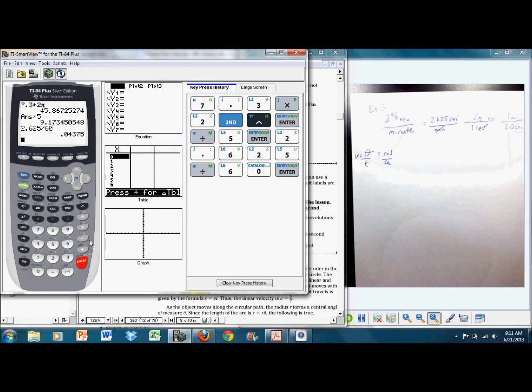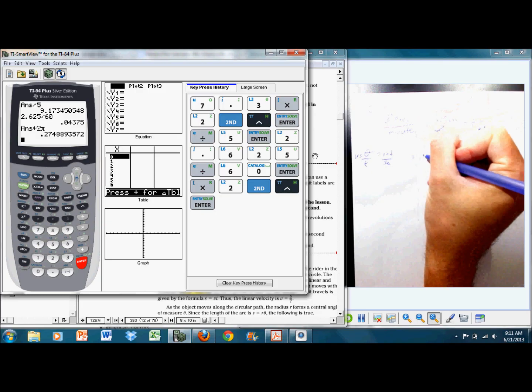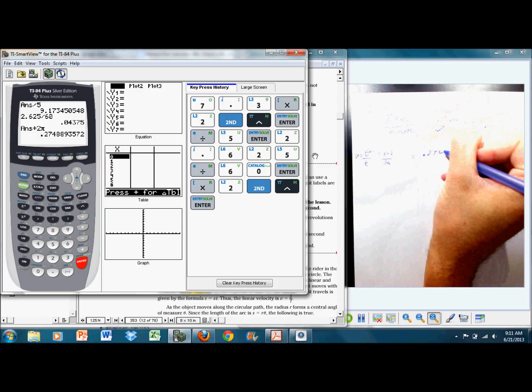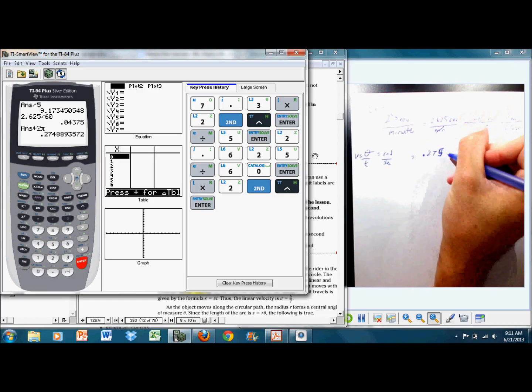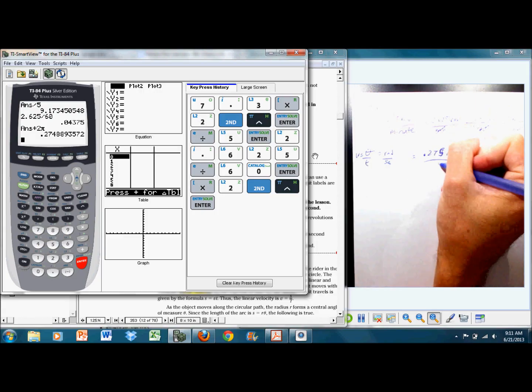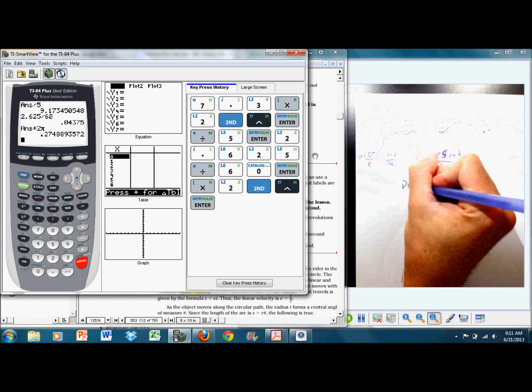All right, so you have 2.625 over 60 times 2 pi, and we get 0.2748. Okay, 0.2748, or 0.275, I guess I could say, radians per second.